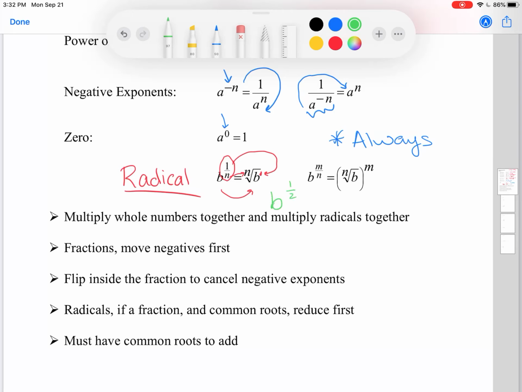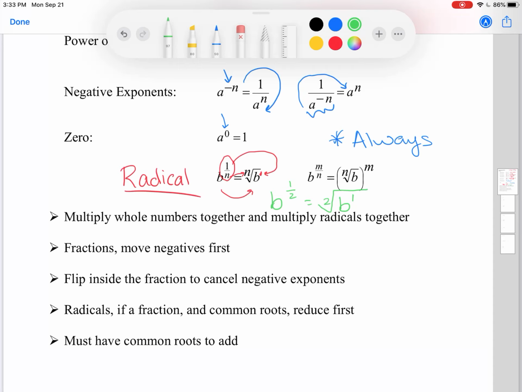So if I had, for example, b to the 1 over 2, b to the 1/2, the 2 is going to become the root portion of my radical, and then b is going to be raised to the first power. So the numerator is going to go with the exponent inside the root, and then the denominator is going to be the root that you are actually going to. So this would be called the square root of b. Anything with a half power is a square root. Okay.